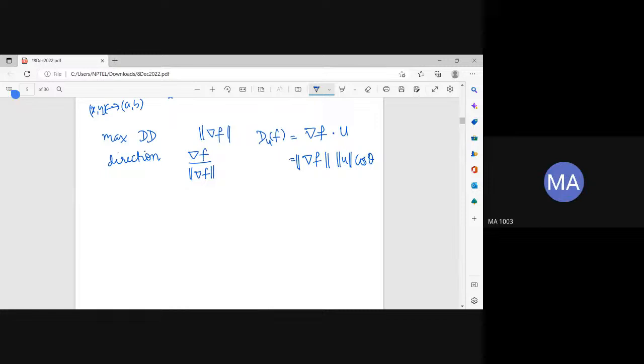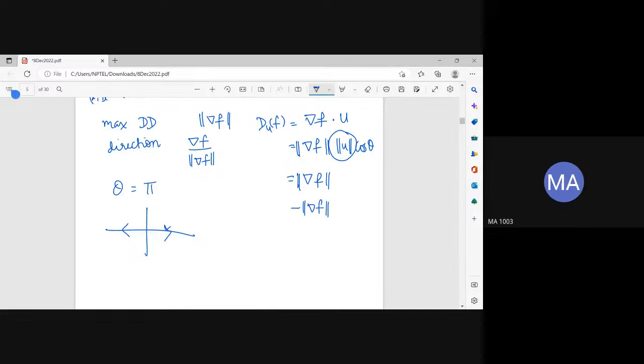That is when theta is pi, right? Yes, ma'am. Cos theta is minus 1 there. And when theta is 0, cos theta is 1. And u is already a unit vector, so its norm is 1. So the maximum directional derivative is going to be this, and the minimum directional derivative is going to be this, right?